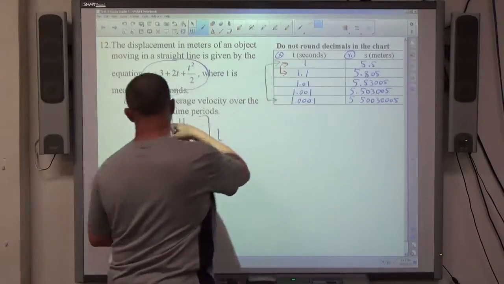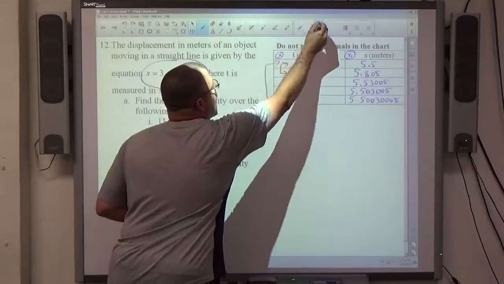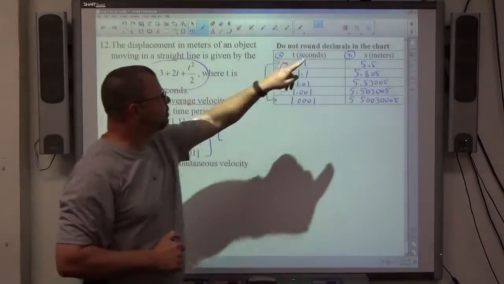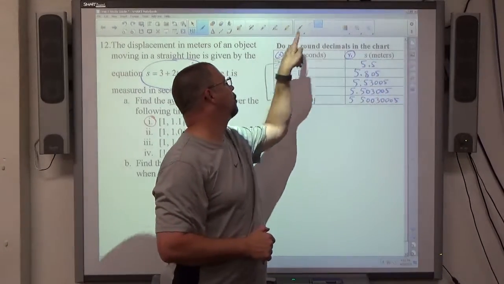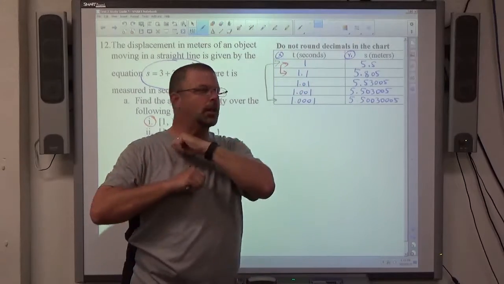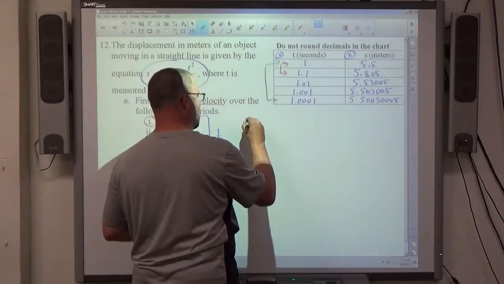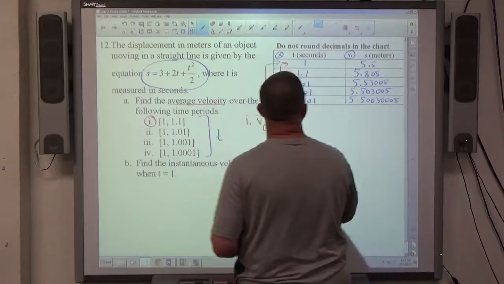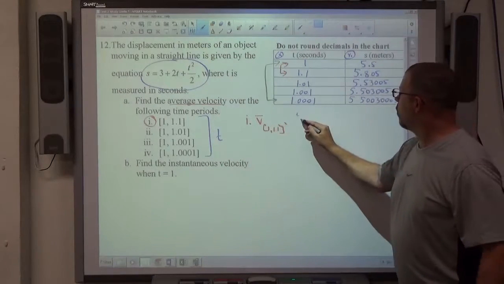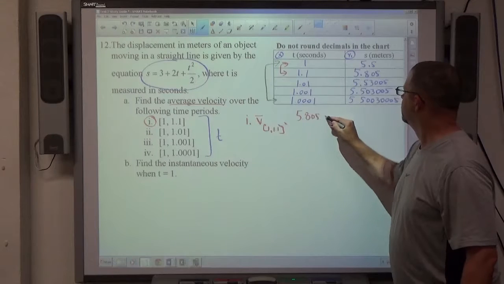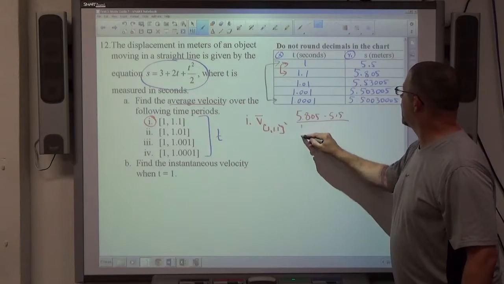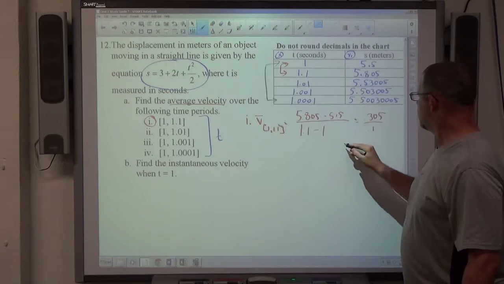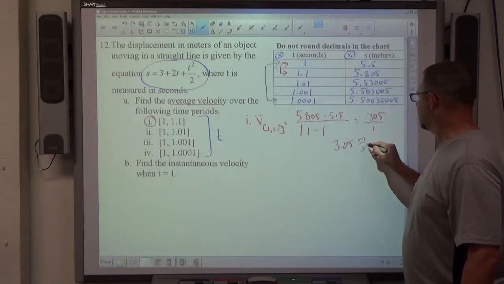So what I'm doing for part A, 1, 2, 3, and 4, is it asks me for the average velocity from 1 to 1.1. This is meters. Change in y is change in meters over change in time is change in seconds. Meters per second is velocity. So if I'm trying to find number 1, average velocity from 1 to 1.1, it's simply going to be the slope between these 2 points. So I take y2 minus y1 divided by x2 minus x1. That gets me 0.305 over 0.1, which is 3.05 meters per second.